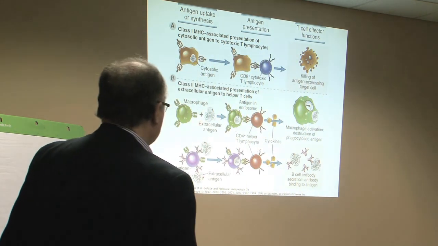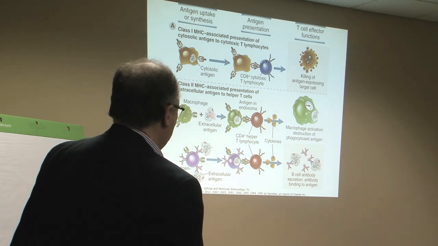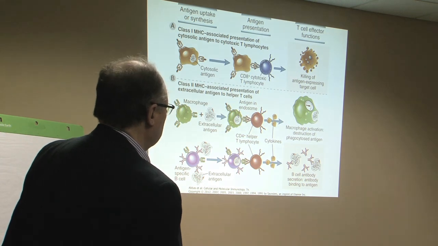Or, for example, in what we call helper T cells, a macrophage will take a protein that's outside of the cell rather than inside of the cell, chop it up, and present it to the T cell, which recognizes it or is instructed to recognize it.